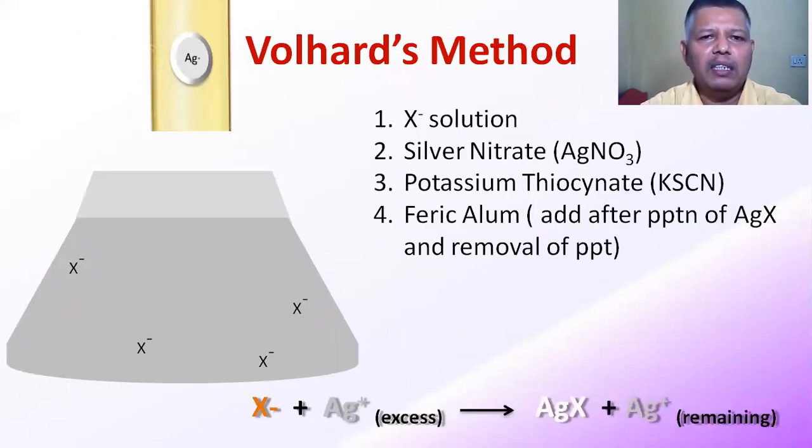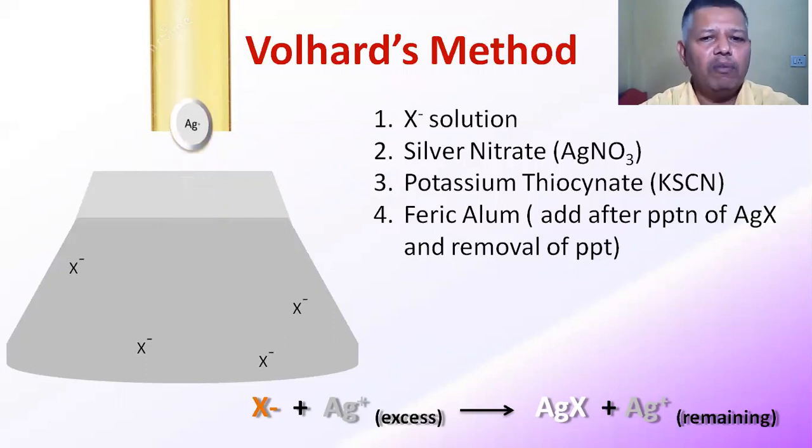Now see the titration. For the Volhard titration we require the halogen solution, silver nitrate solution, potassium thiocyanate, and ferric alum as an indicator. Initially, the solution contains halogen ions. It is allowed to interact with silver ion. We have to add excess silver ion, and then it gives the formation of a precipitate of the silver halide.